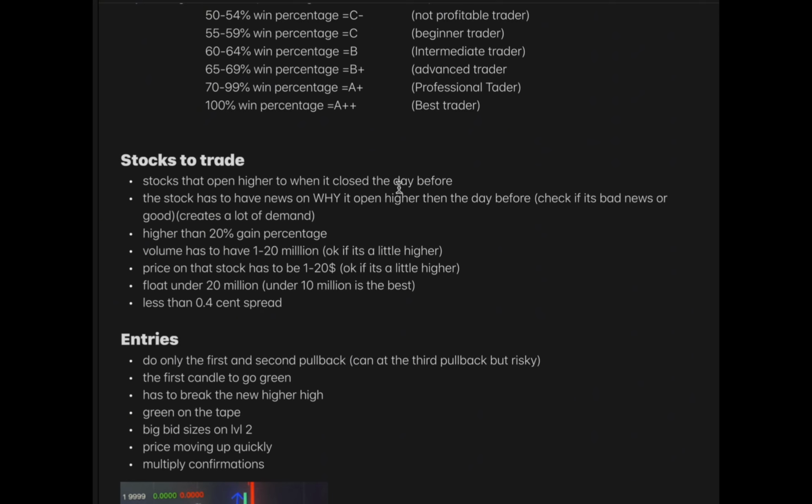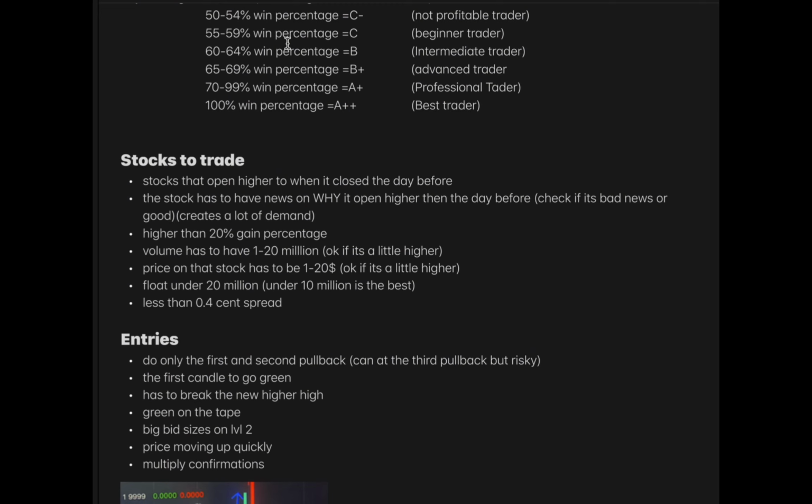Number 4, volume has to be 1 to 20 million. It's okay if it's a little bit higher, but you know what volume is. I taught you what volume is, and you have to check if that stock has volume. The way to do that is to either go to the stock or go to the site, and I'm going to show you that real quick after I get through these criteria.